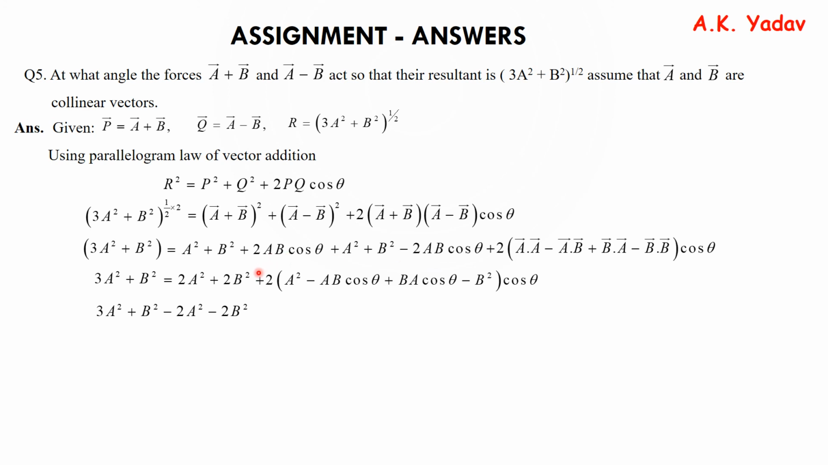So we have taken these two terms to the left hand side. So it is 2(A² minus B²) cos θ. So A² minus B² is equal to 2(A² minus B²) cos θ. That is, cos θ is equal to 1 by 2, or θ is equal to 60 degrees.